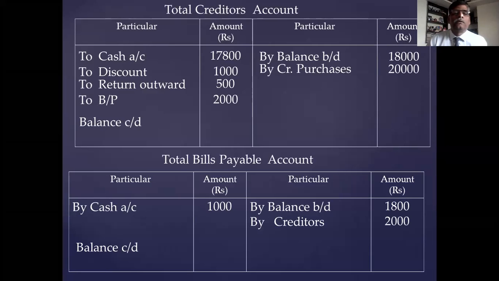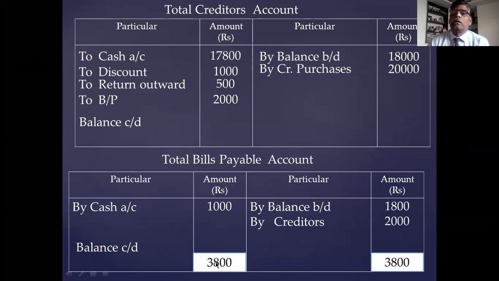By creditor rupees 2000. Okay. And these are the items completed. Now I will close the first bills payable account. Total is 3,800. Okay. Credit side total is 3,800. Debit side total 3,800. Then debit side only 1,000 is there.